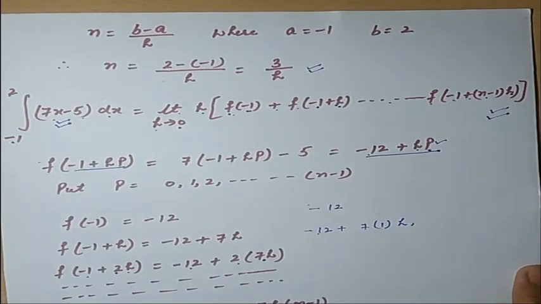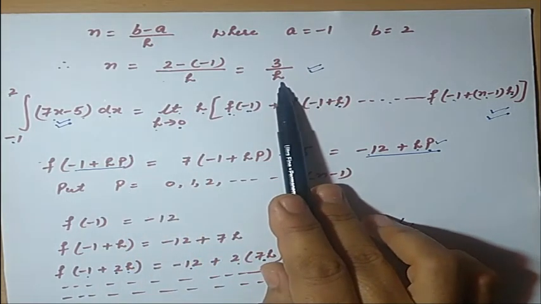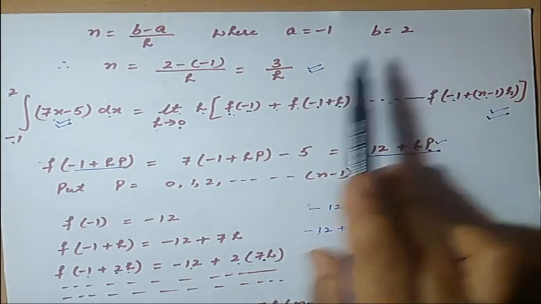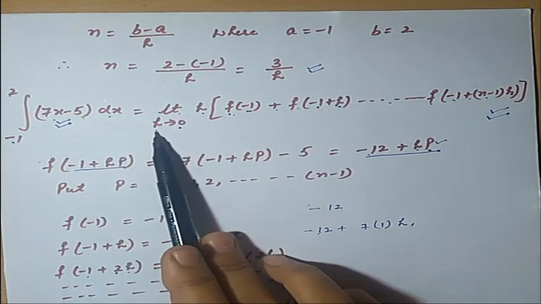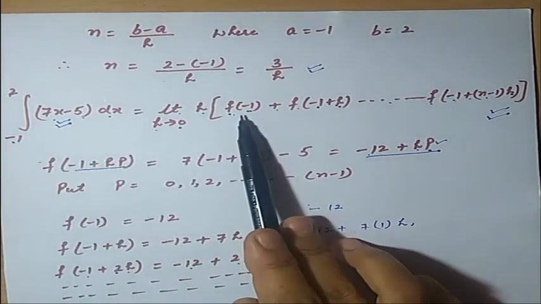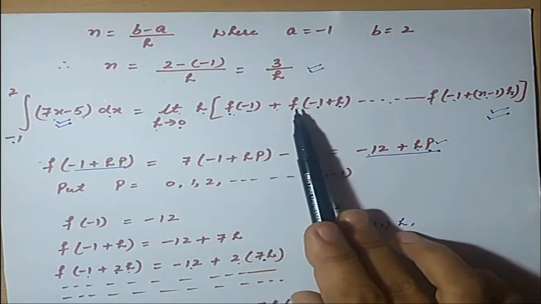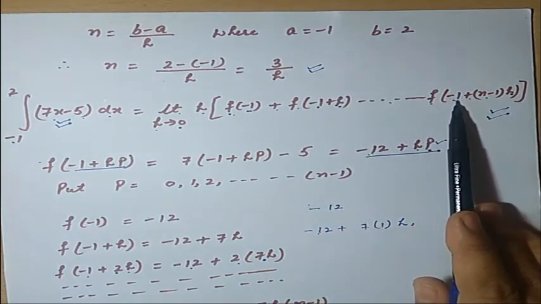Now we will find the value of n by applying the formula (b minus a) upon h. When we apply the formula, the value of n will be equal to 3 upon h because the lower limit is minus 1 and the upper limit is 2. Now, when we break these values into the function sum, it will be the limit as h approaches 0 of h times f(a), and what is the value of a here? Minus 1. So we will put a as minus 1. First we will find f(minus 1) plus f(minus 1 plus h) up to so on, putting minus 1 in place of a.